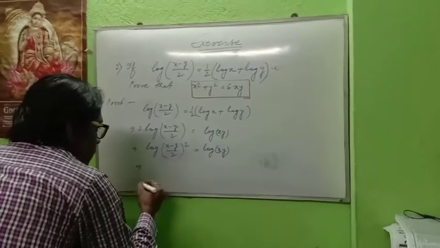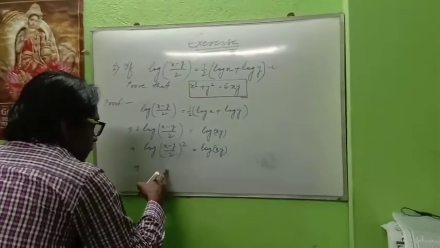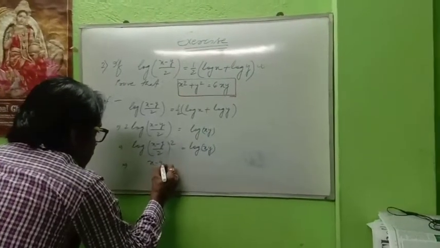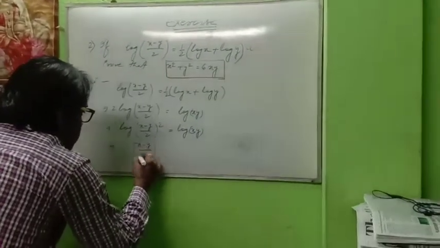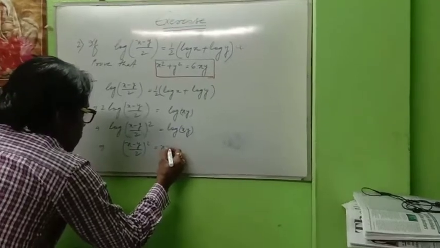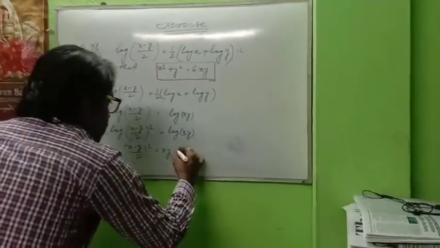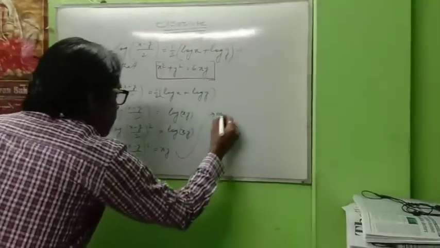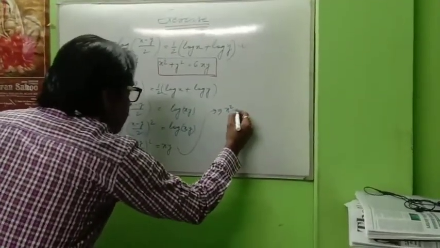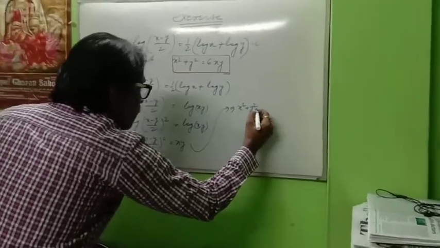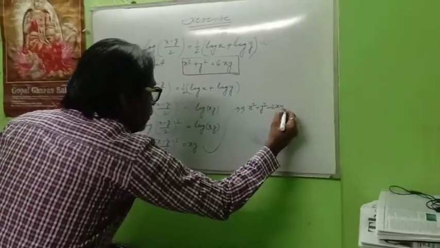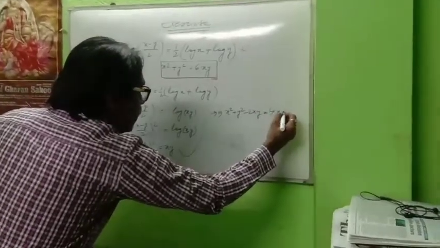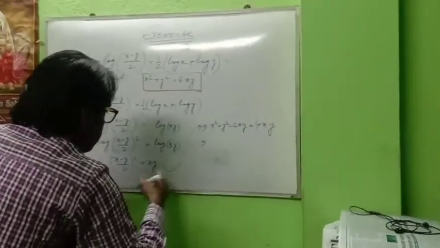Log cancel out. Taking antilog of both sides, then this will be how much? ((x minus y) by 2) whole square is equal to how much? xy. Okay, I am doing here for you. Just to see, (x minus y) whole square is how much? (x square plus y square minus 2xy) by 4. That 4 you take that side. This will be 4xy.